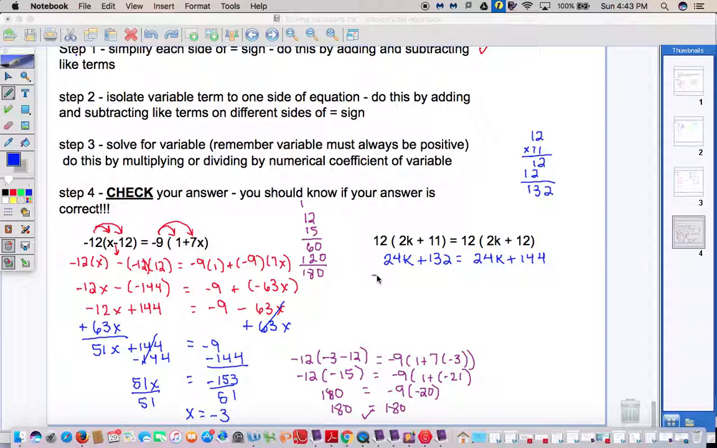And now if I subtract 24k from each side, because I can't do anything else, I get that 132 equals 144. And I know this isn't true. 132 can never equal 144. So this is letting you know that there's no solution. Okay, so sometimes you'll encounter this and there's no solution.